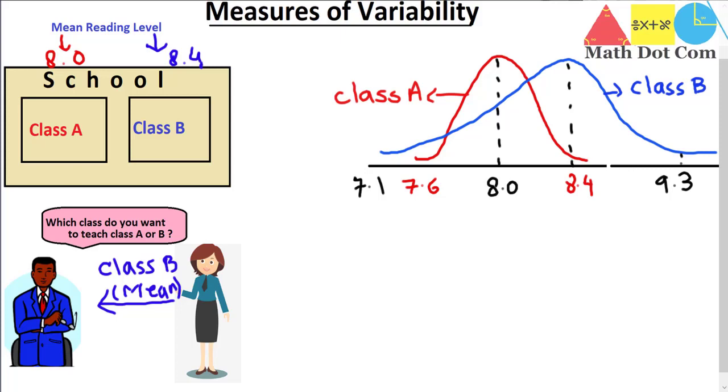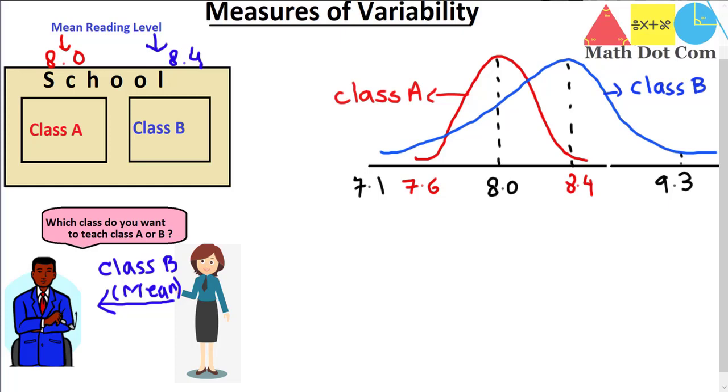It means the reading level is not much spread out. It means we cannot say that there are many students who are away from the mean. So most of the students have values that fall near the average, that is 8.0.